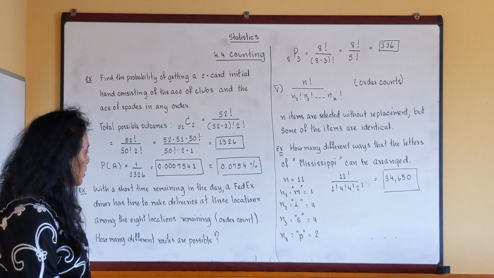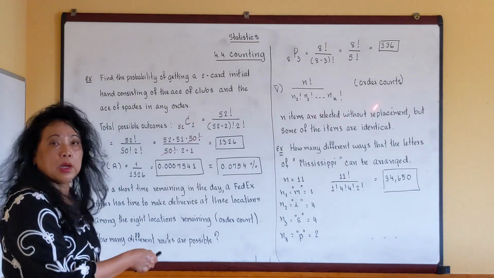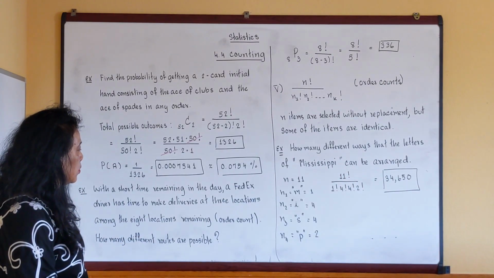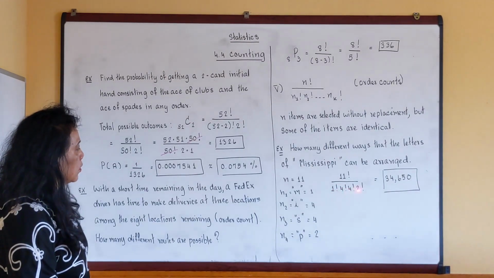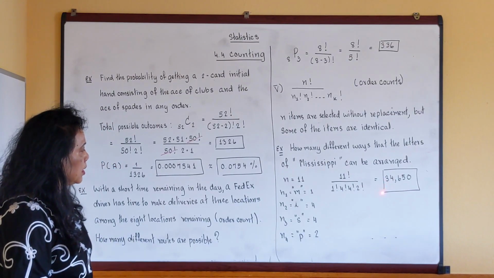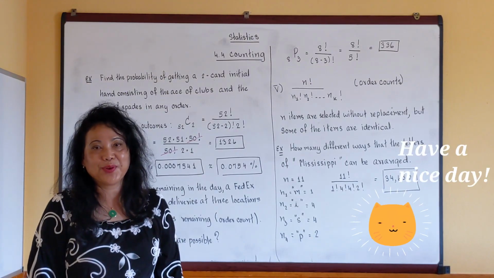M, I have 1 of them. I, I have 4 of them. S, I have 4 of them, and P, I have 2 of them. So I'm going to use this formula. It's going to be 11 factorial divided by 1 factorial, 4 factorial, 4 factorial, and 2 factorial. If you calculate this, it's going to be 34,650.